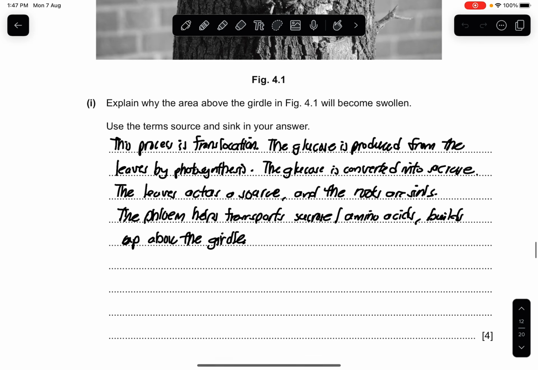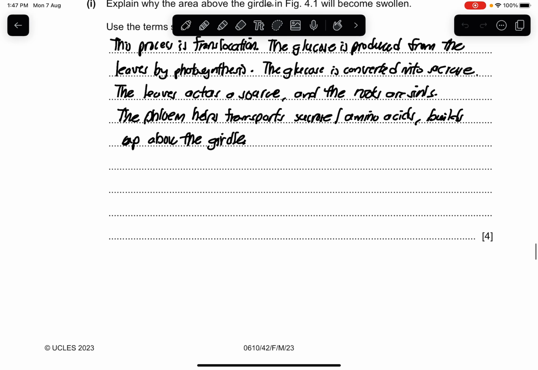So the glucose is produced from the leaf by photosynthesis, and then the glucose is converted into sucrose so that it's not too reactive. So the leaves are acting as a source and the roots are sinks. So the phloem helps to transport the sucrose and the amino acids, but however, because it's been girdled, it forms a build-up on top of the part where it's been girdled and not the bottom, so it cannot be transported down.